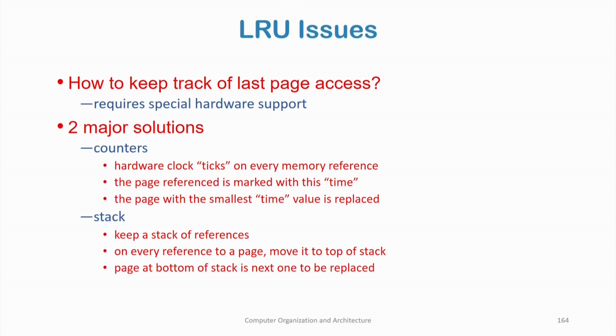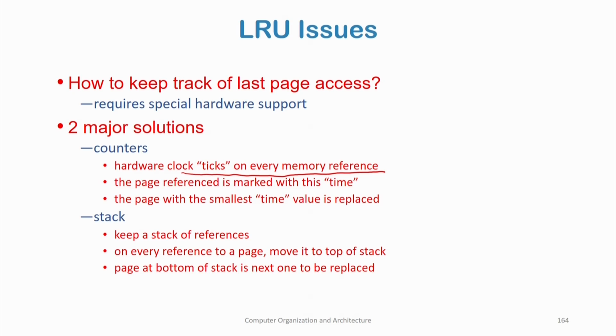So, this has a lot of hardware cost and also overheads, because at each access I have to update the value of the timestamp corresponding to that page, and this is hard. Anyhow, the solutions are this. I keep the hardware clock ticking on every memory reference. So, this keeps global time. For each memory reference, irrespective of which process makes the reference, I go on incrementing a global clock.